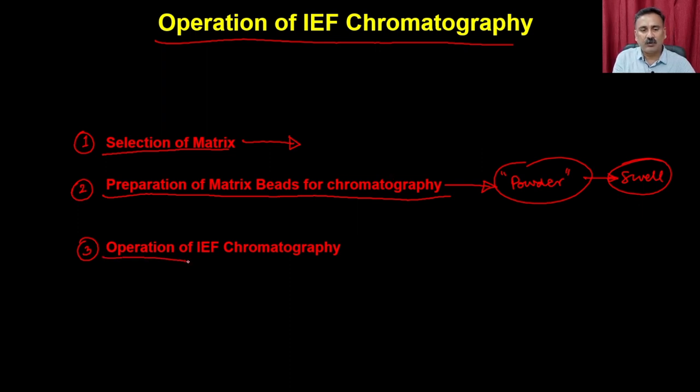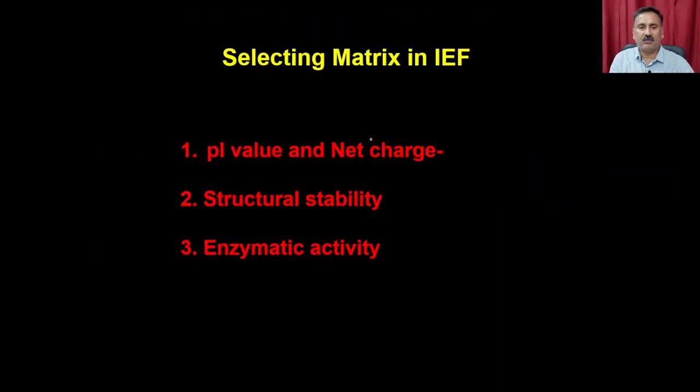And then you are going to do the ion exchange chromatography. But the operation of ion exchange chromatography is also a multiple-step process, because how you select the matrix, how you prepare the matrix, and how you operate the ion exchange chromatography depends on multiple factors. So let's see how you can select the matrix. When you select the matrix, what are the different points you always have to keep in mind? First, you are going to consider the pI value and the net charge on the protein.